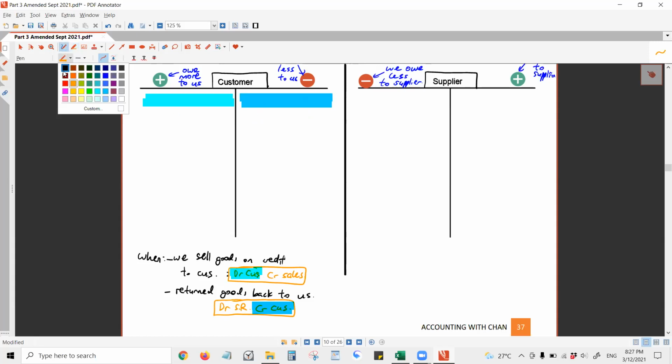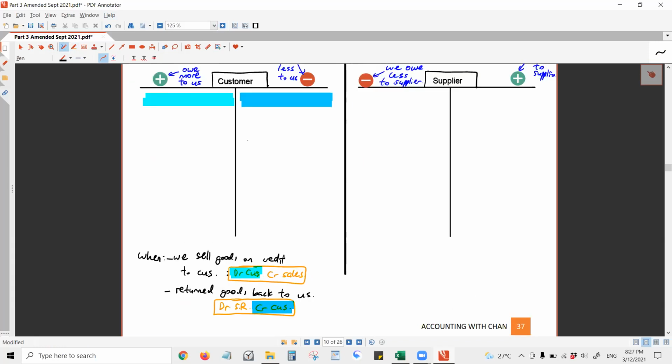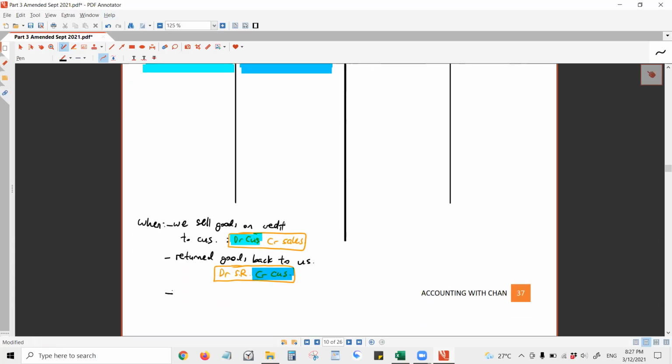And then after some time, they must pay, right? Customers must pay to us after some time because initially they bought the goods on credit from us. So when customers pay to us, what are your double entries? You have to debit either cash or bank, right? If you receive cash, you debit cash. If you receive a check, you debit bank. Then you credit customer account.